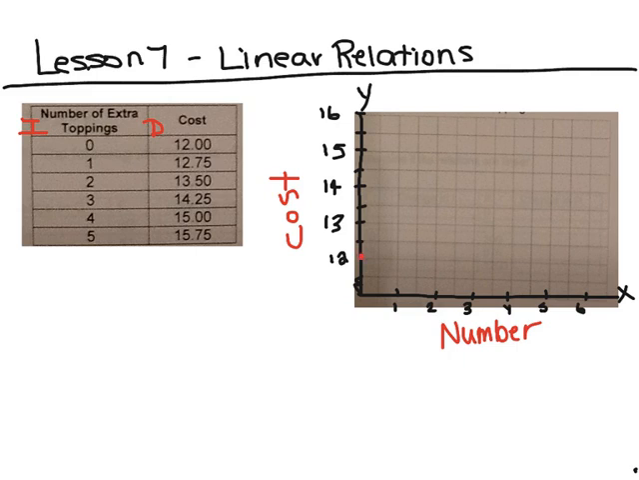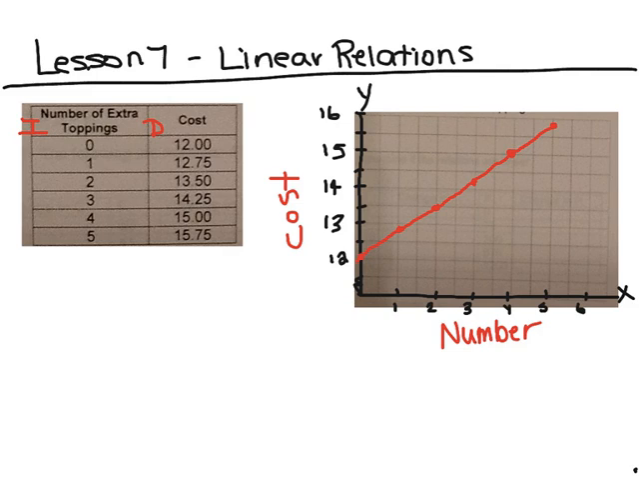So we're going to plot 0 is $12. 1 is $12.75. 2 is $13.50. 3 is $14.25. 4 is $15. And 5 is $15.75. If you look at these lines, you can see that it makes a line between the dots. So it will be a linear relation.